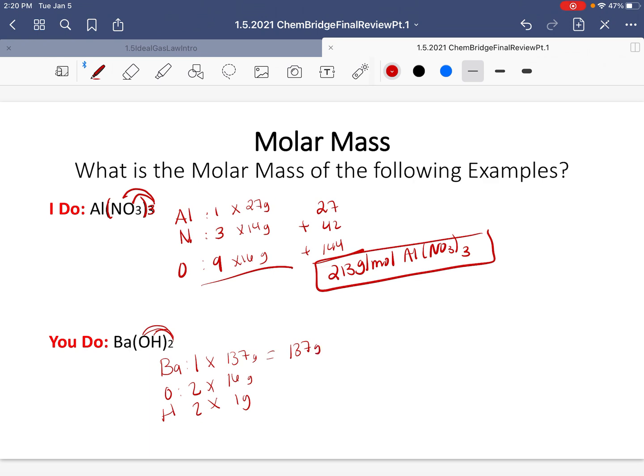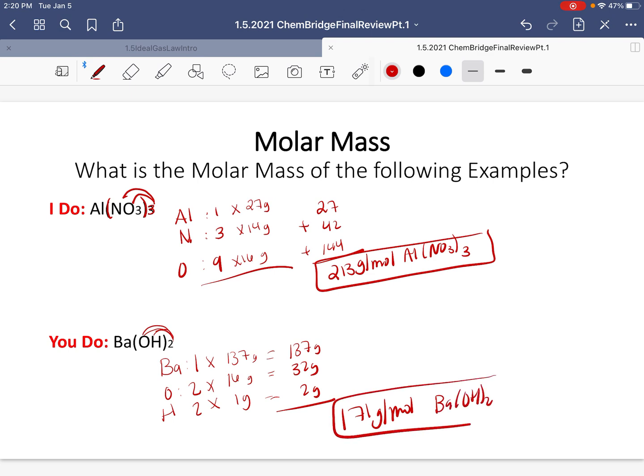So again, I add it all up. I multiply, and then I add up those values. So I have 32 grams here, and 1 times 2 is 2 grams. So I add 32 plus 2 plus 137, and I should be getting somewhere around 171 grams per mole of barium hydroxide. Very easy, guys.